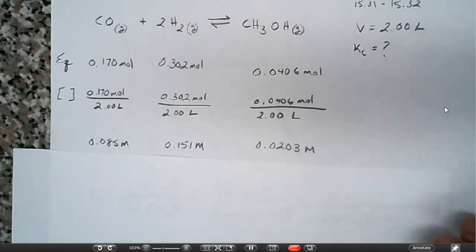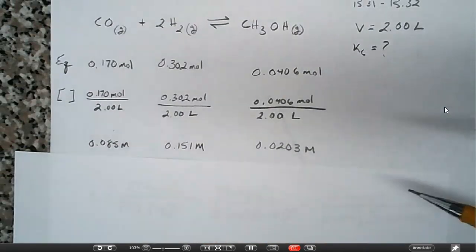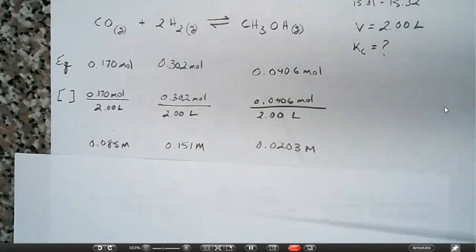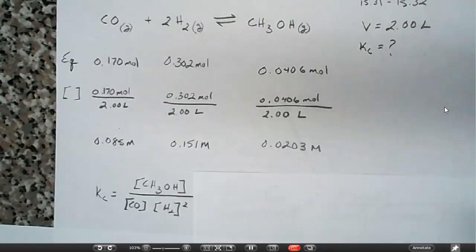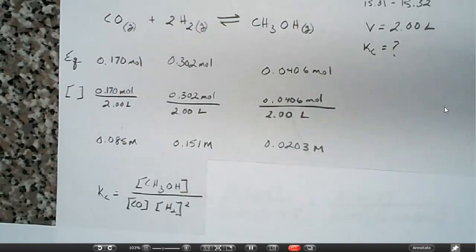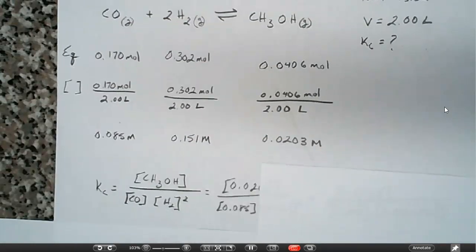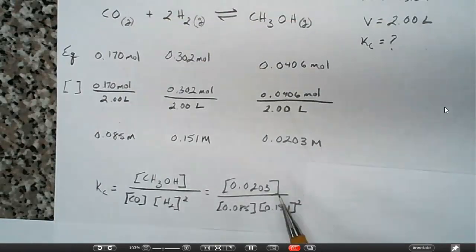All right, so now that I have my equilibrium concentrations, I can fit them into my expression. So I can generate my expression. There it is. So there's my expression, and it has methanol, which is the products, over the reactants. And notice I do not forget the coefficients become the exponents. Then I can plug in my values. So 0.0203 molar, and then 0.085 molar, and 0.151, and I'm going to square it. Make sure you are careful on this one here.